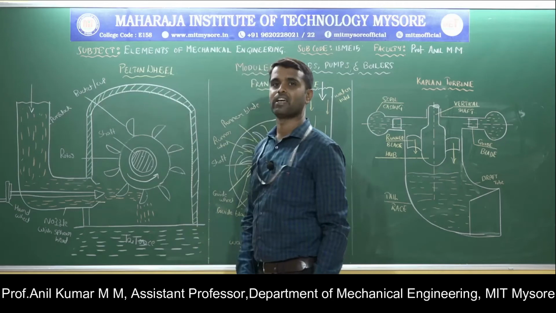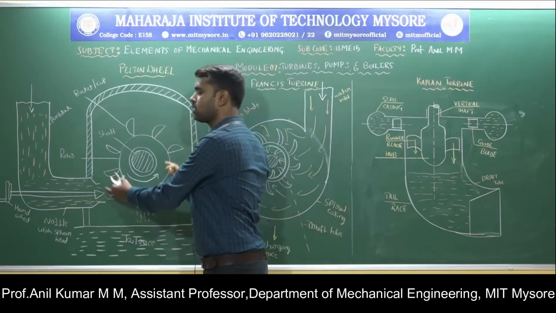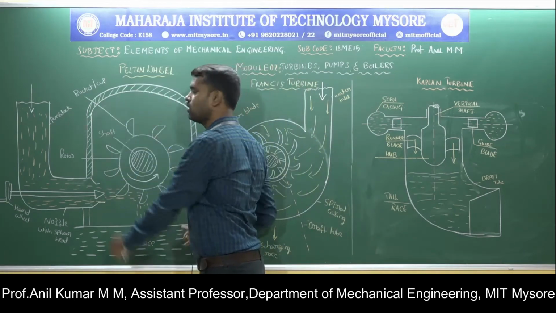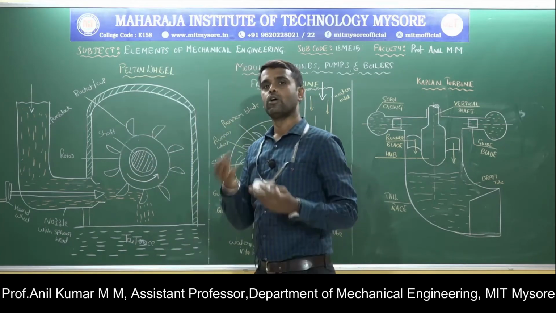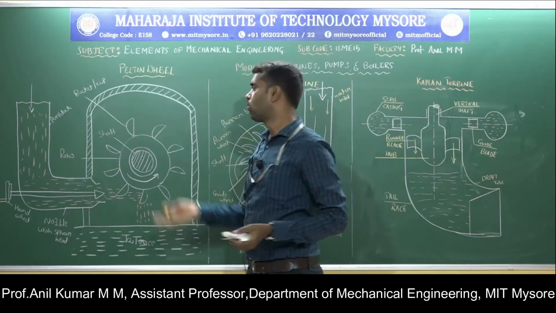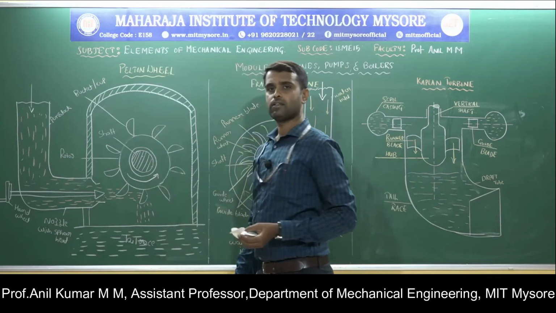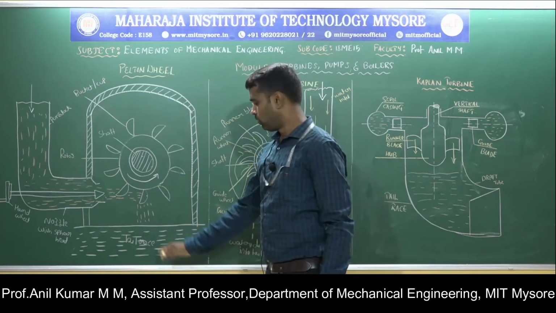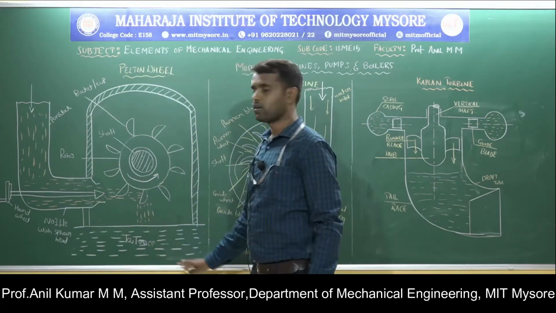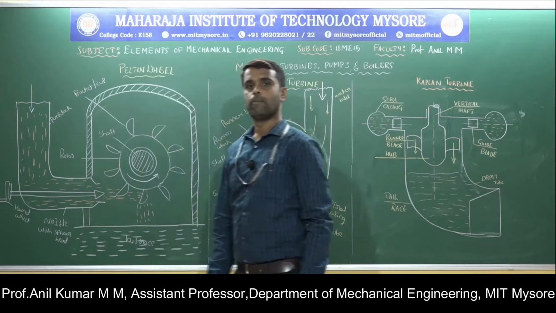Next, the casing. Casing is nothing but a cover. The entire Pelton wheel turbine is placed inside the casing. The function of the casing is to prevent the splashing of the water from the turbine, and also to discharge the water from the turbine to the tail race. These are the main components used in the Pelton wheel.